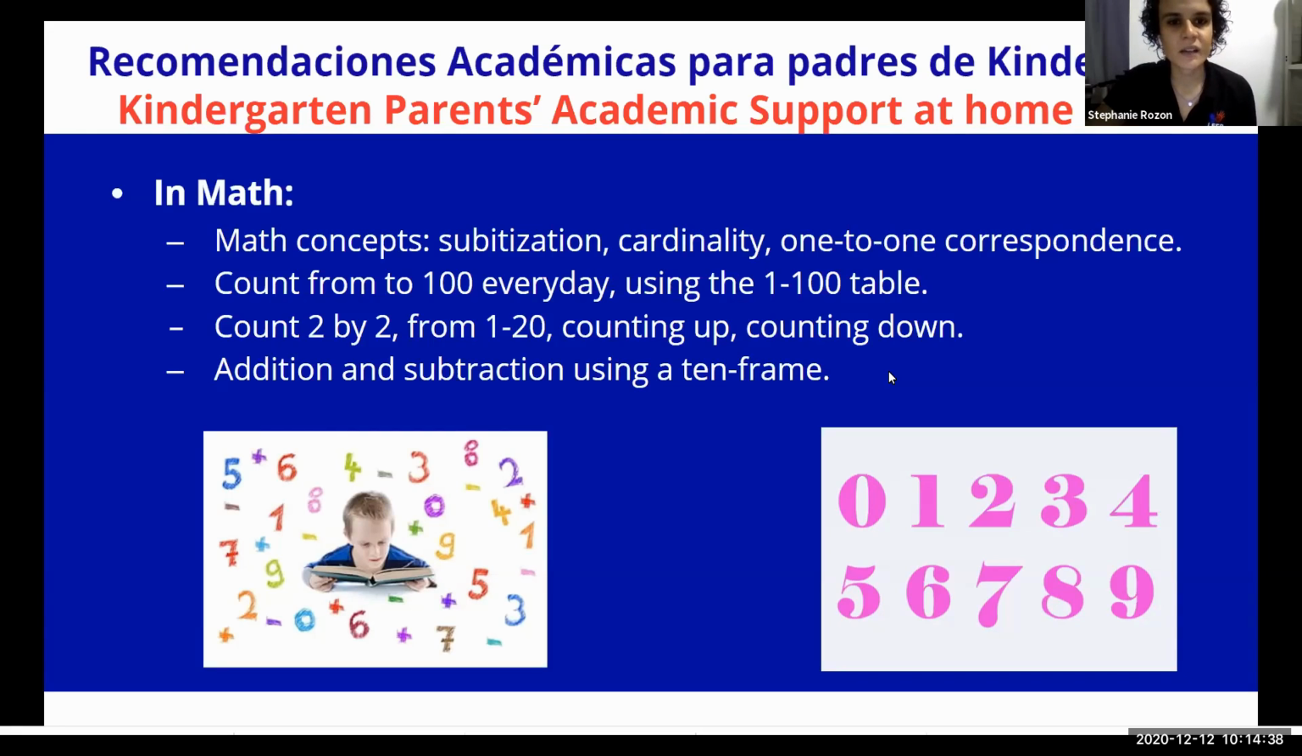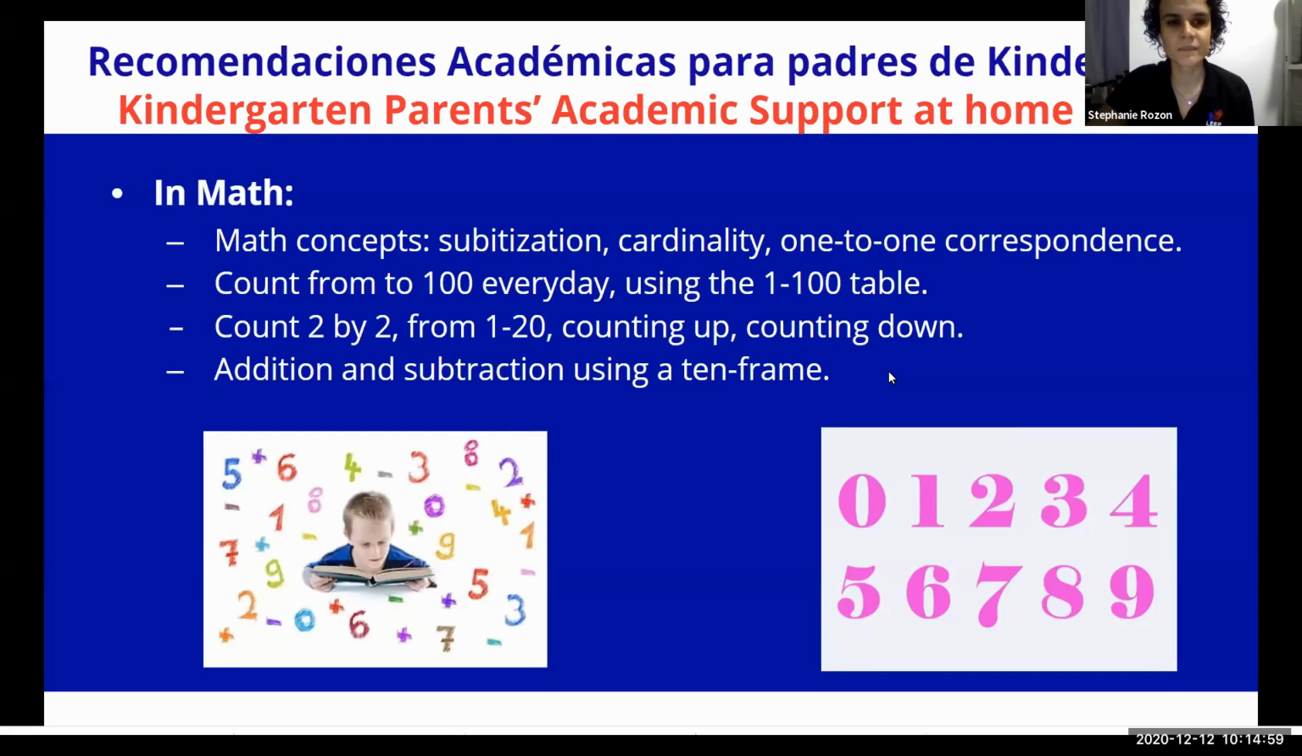Count from 0 to 100 every day. You can use the 0 to 100 table. You can find these online. We have videos that give good practice for counting from 1 to 100 on a table. Also, writing down the numbers might help.